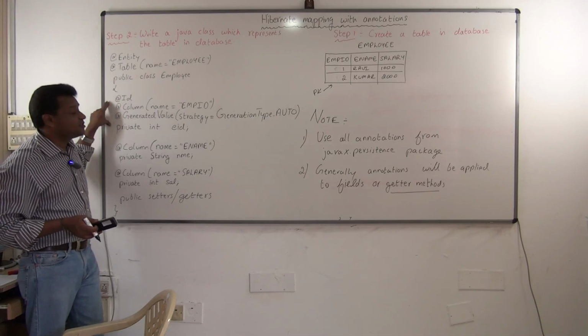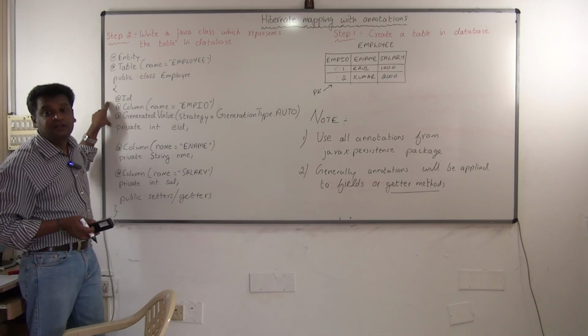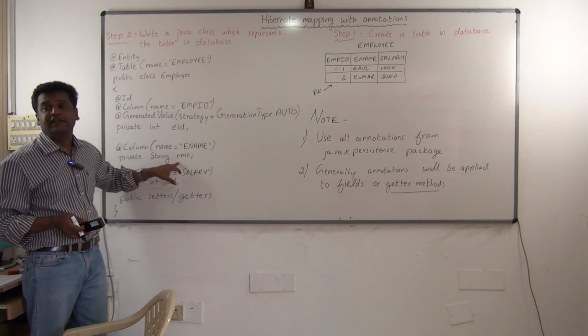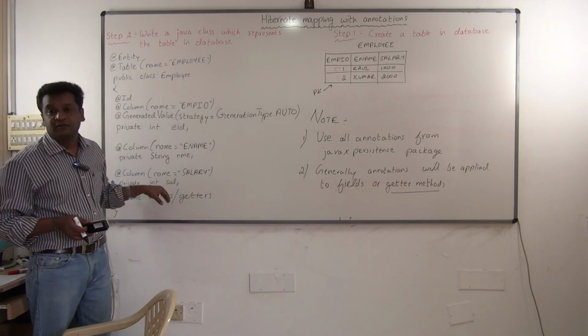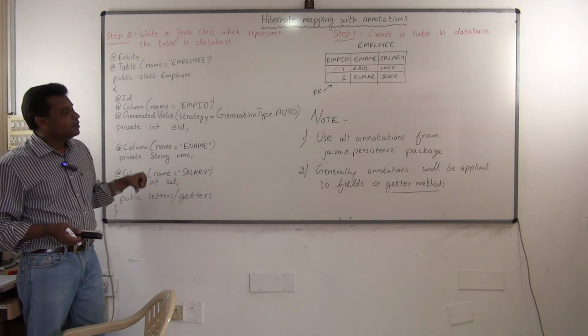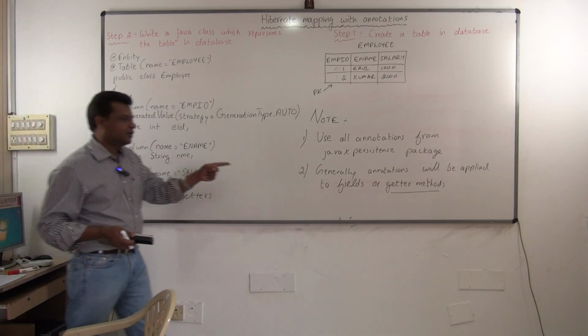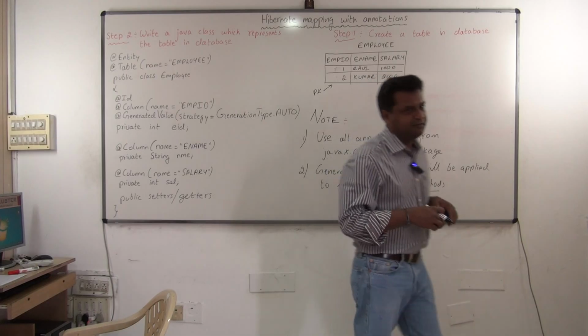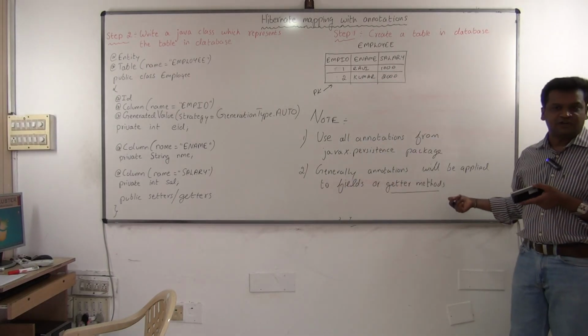field. If you are not interested in applying it on the field, you can apply it on the getter methods also. Getter methods means you'll have getEID, getNME, getSal. So on those getter methods you can apply these annotations. So that's what I'm telling you. General annotations will be applied on fields or getter methods. The international standard followed is to apply the annotations on getter methods.